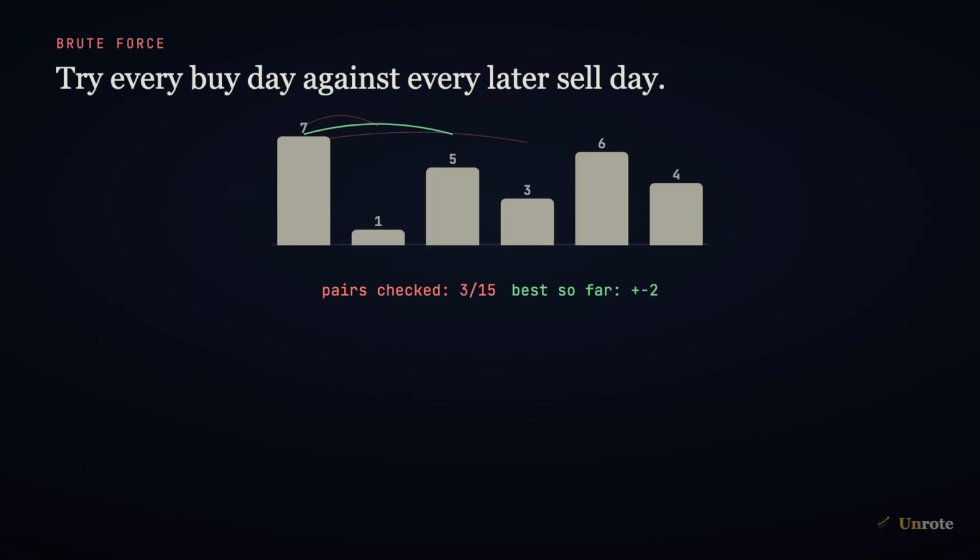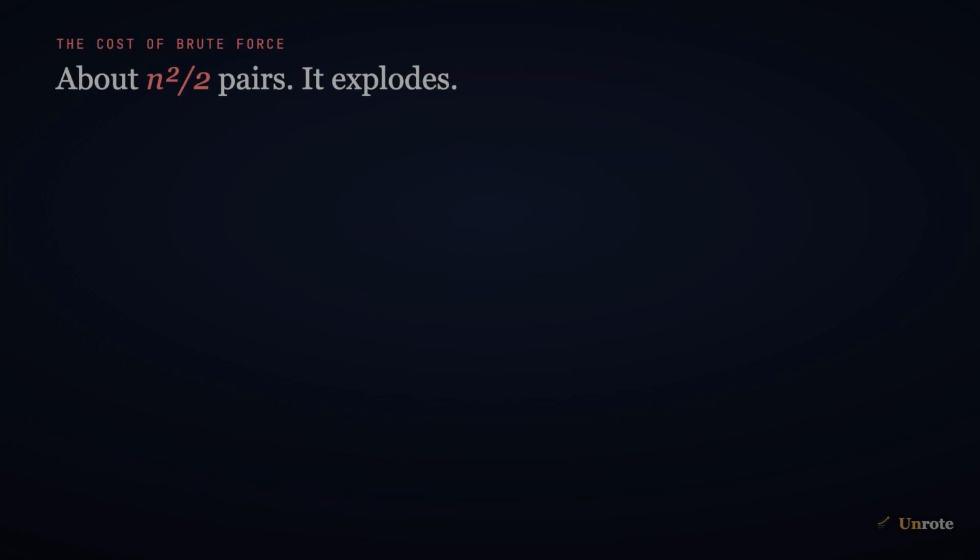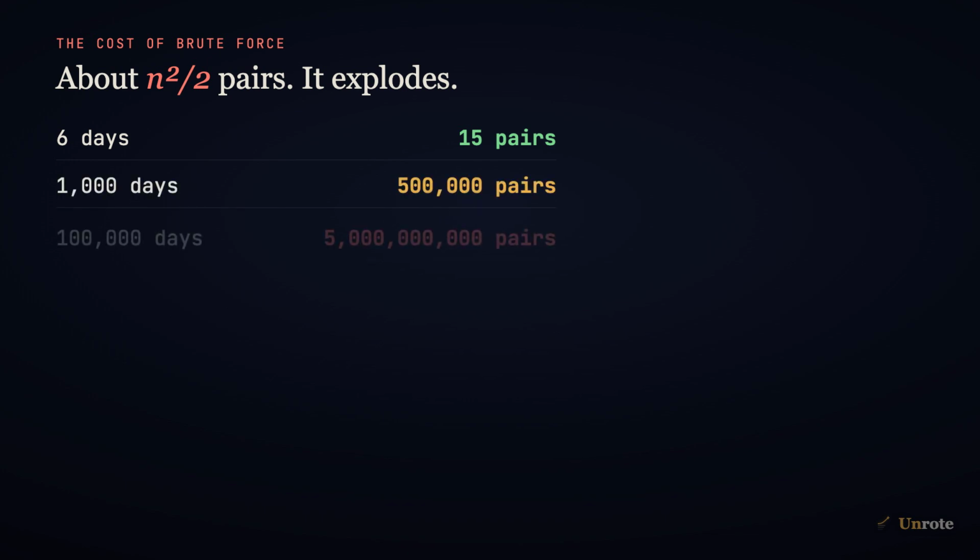The instinct is brute force. Take every possible buy day, and for each one, look at every later sell day, keeping the biggest gain you find. It absolutely works. But count the work. With n days, there are about n squared over 2 pairs to check. 6 days is 15 pairs, nothing. But 1,000 days is 500,000, and 100,000 days is 5 billion. That's quadratic time, and it falls over fast.